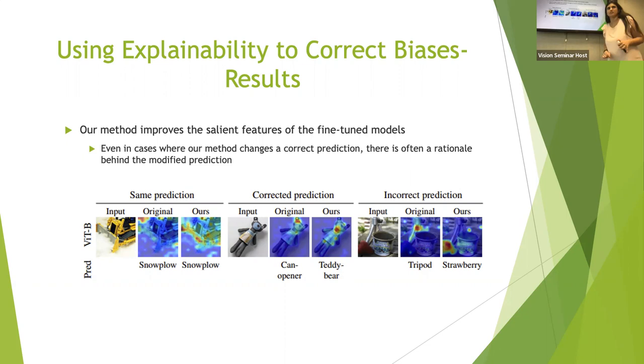And here you can see that even if the model is now wrong and was previously correct, you can usually quite easily explain why the model was wrong. So here's an example where the ground truth classification is tripod, and the model predicted after fine-tuning a strawberry, but you can actually see that there exists a strawberry in the image. So it kind of makes sense that the model made that mistake.